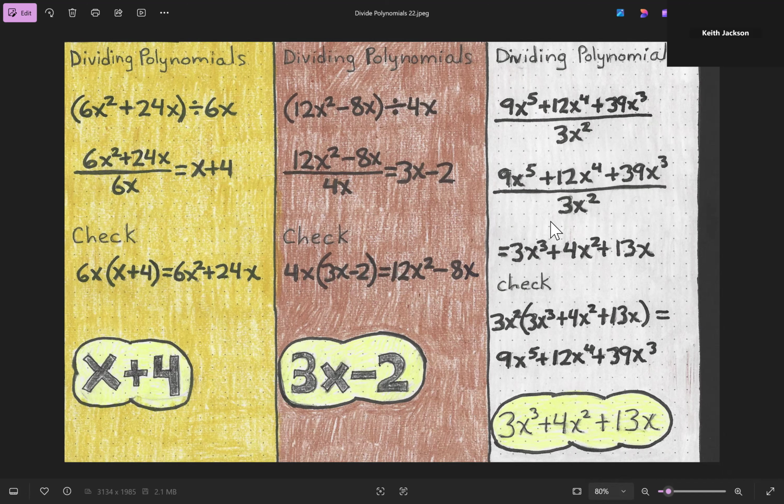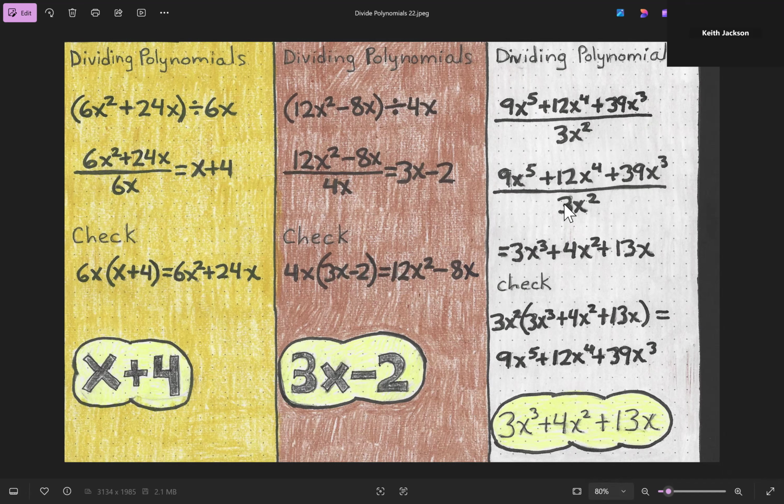All right, let's move on to the third big example, and we have a pretty big one here. And so we have 9x to the fifth power plus 12x to the fourth power plus 39x to the third power, noticing that the leading exponent or the biggest exponent goes out front and they go in descending order, as you see right here. That is something that you will have to learn in the future. And we're going to divide that by 3x squared, and let's see what happens.